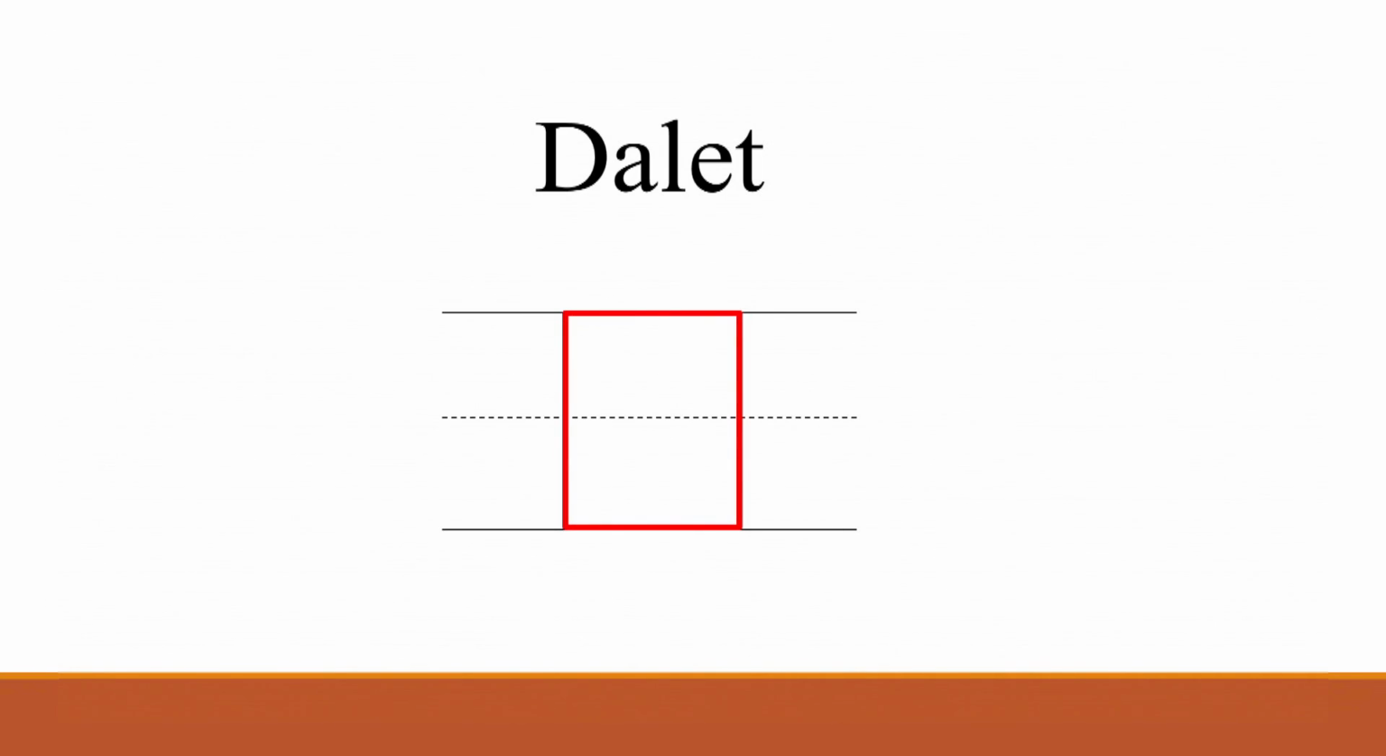Next letter is a Dalet. This is a two-stroke letter. Your first stroke is horizontal. The second stroke is a vertical stroke. And notice once again, in the top right corner, there's a tittle. That's how you distinguish the dalet from the resh.